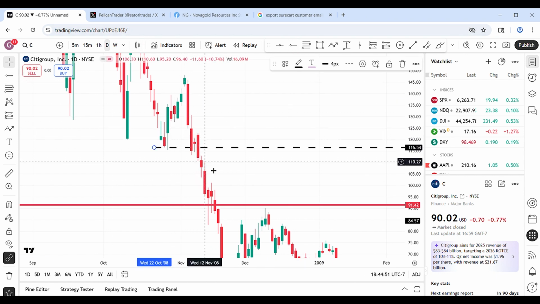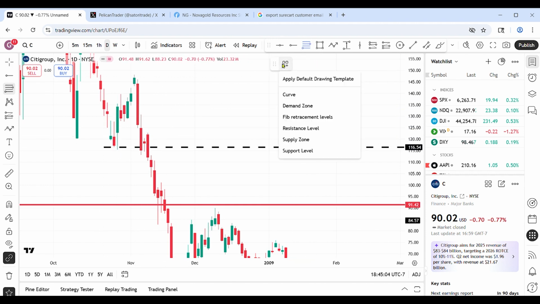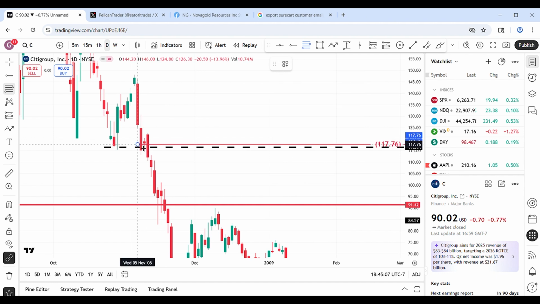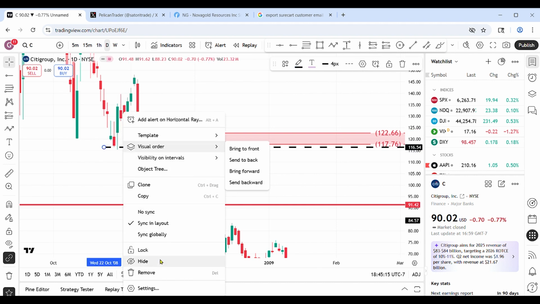So could we rally up to the last point where we broke out to the downside below that swing low there? And yeah, there is a resistance level. If we actually draw that level, it'll look something like this. That level would look like 117.76 to 122.68. Okay, so that can be a reasonable target.